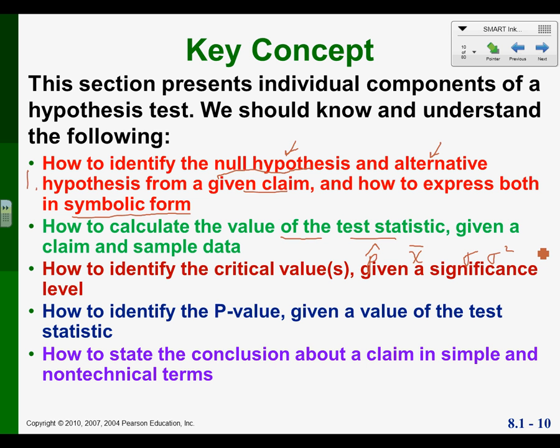How to identify the critical values. The critical values are z alpha over 2, t alpha over 2, p hat, and the chi-squared, left and right. Okay? Those are critical values. What are the critical values? What it does, remember you do the pictures?